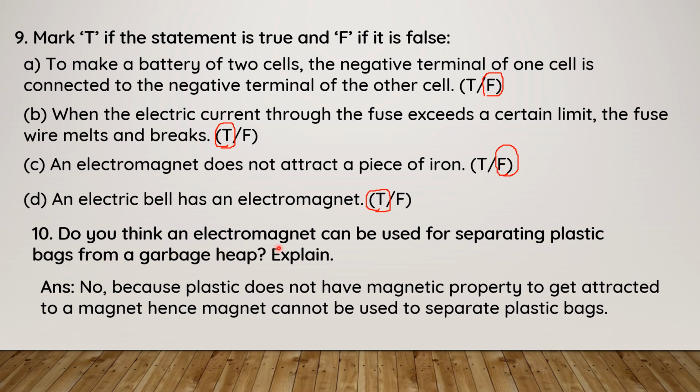Next one. Do you think an electromagnet can be used for separating plastic bags from a garbage heap? Explain. No, because plastic does not have a magnetic property to get attracted to a magnet. Hence, a magnet cannot be used to separate plastic bags. Plastic is a non-magnetic material, so a magnet cannot attract plastic bags.